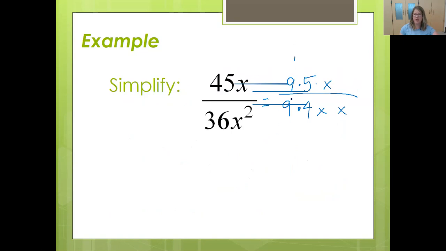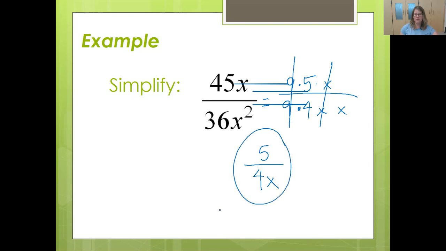Okay, 9 over 9 would cancel. X over x would cancel. On the top, I'm only left with 5. On the bottom, I have 4x. So it simplifies to 5 over 4x. And then what can x not be?